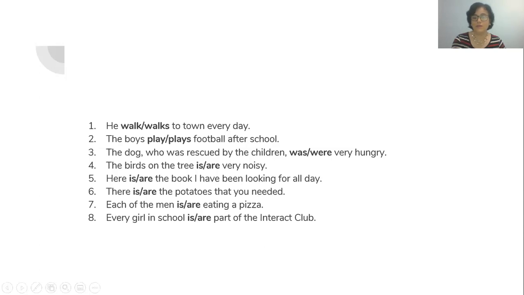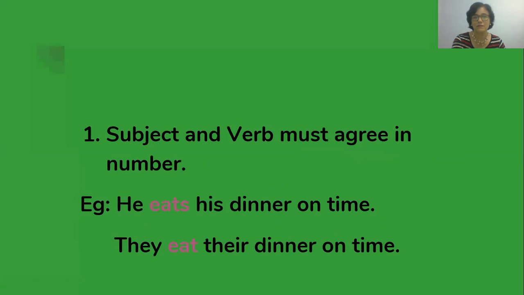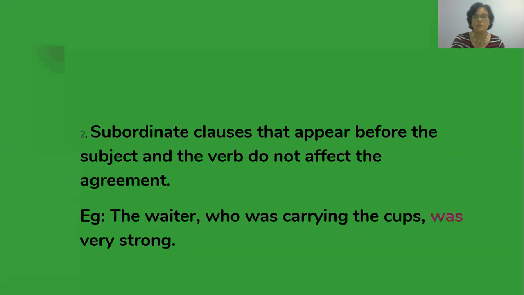So I will stop here. Let me go through all the rules one more time. From the beginning, first of all, the subject and verb must agree in number. So you look at the subject and decide whether it is a singular subject or a plural subject. Second, if you have a clause in between there, you don't worry about it. You just look for the subject and decide whether it is singular or plural.